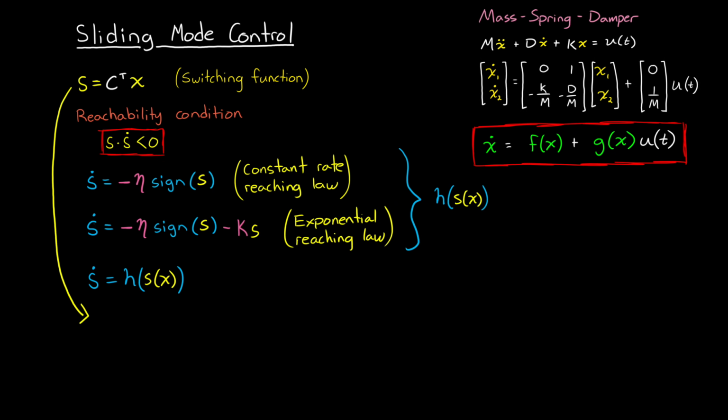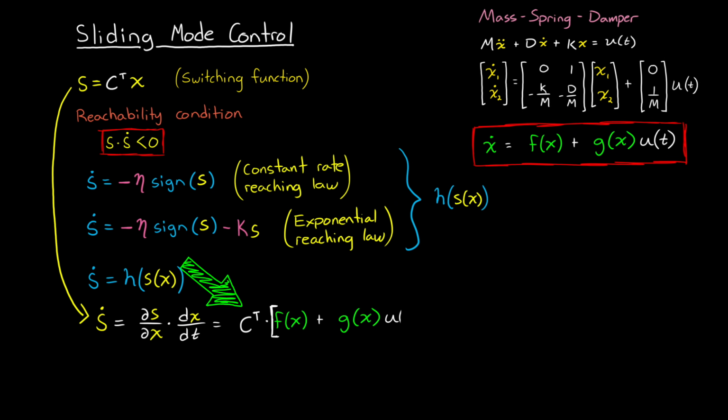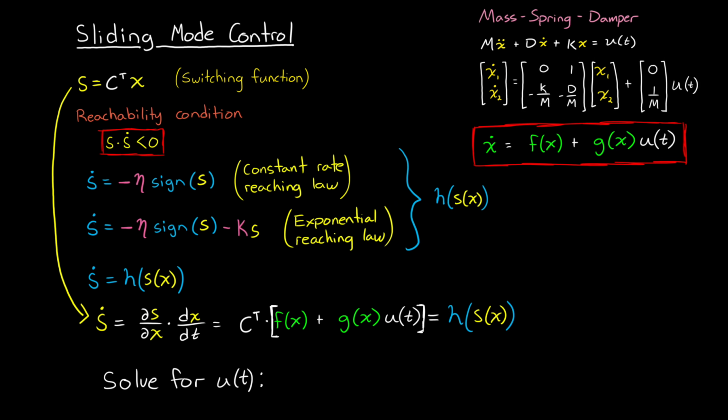But s dot also has to equal the time rate of change of s, the switching surface that we defined. And so if we take the derivative of s, we get the partial derivative of s with respect to x times the derivative of x with respect to t. Well, the partial of s with respect to x is just c transpose, and dx dt is just x dot. And we know what that is from the dynamics of the system. So putting this all together, we get c transpose times the dynamics of the system has to equal the reaching law h. Now we just have to ask what's the u that makes this equation true, which we can find by solving for u.